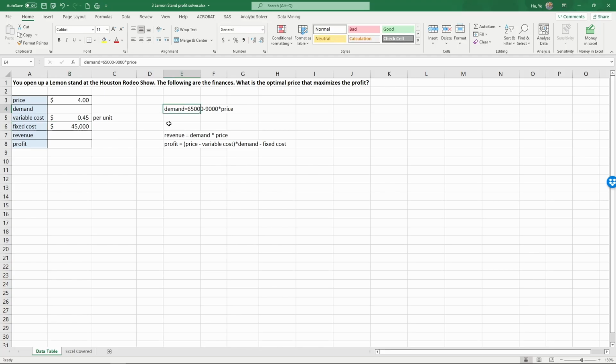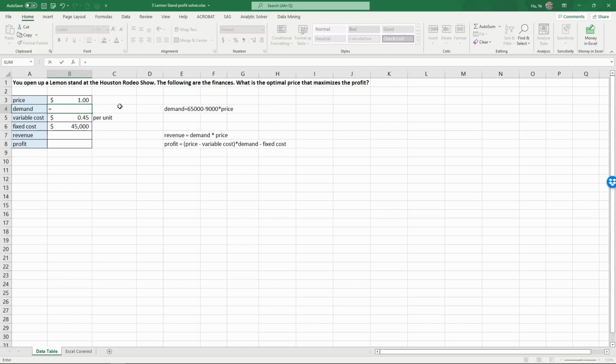Here the demand curve is 65,000 minus 9,000 times price. That's how demand changes with price. And again, the formula for calculating revenue and profit. So here we have put $4 as the starting price. It doesn't really matter, we can put $1 here because we have no idea what the optimal price is. So now let's continue to complete the overall calculation.